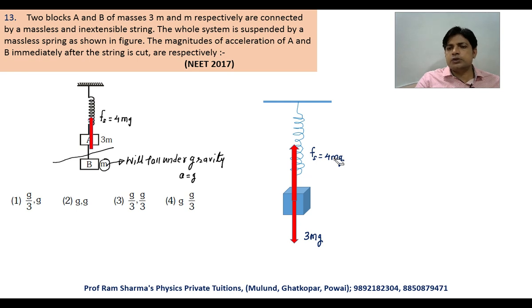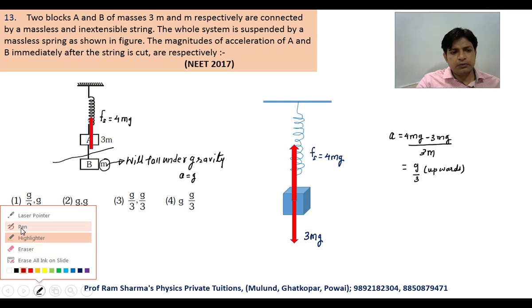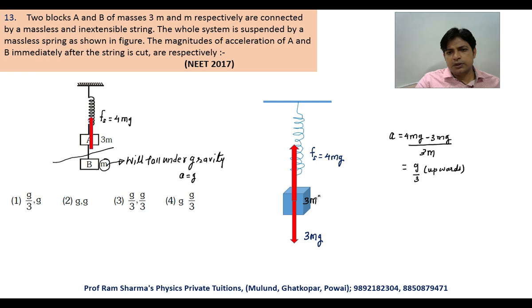This property of a spring is called the laziness of a spring. What is the meaning of laziness of a spring? The spring force does not change immediately. It takes some time. Now what is the consequence of this? The upward force is 4 mg and the downward force is 3 mg. Because the upward force is greater, the block will now get pushed in the upward direction immediately, right? So the acceleration in the upward direction will be the net force, 4 mg minus 3 mg, divided by the total mass, which is 3m. So the acceleration is g by 3 upwards, and for block B it is g downwards, right?